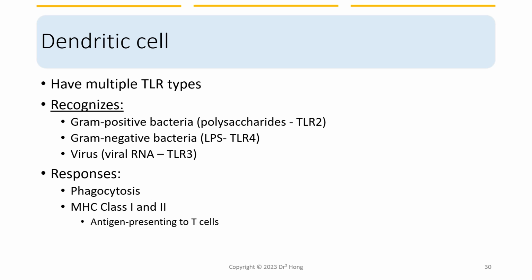Now notice that with these three receptors, it can recognize a wide array of pathogenic organisms. Now what do they do after recognition? They can perform phagocytosis. Now notice that they do carry both types of MHC class molecules. Remember, all nucleated cells carry MHC class 1. So, of course, it carries MHC class 1. It also carries MHC class 2, which can perform antigen presenting to T cells.